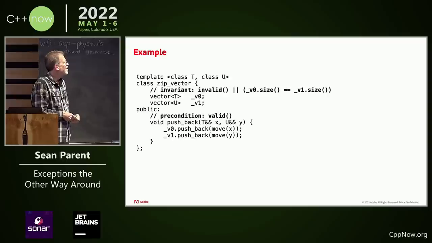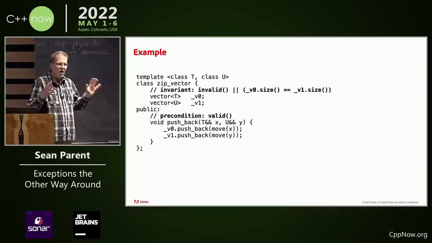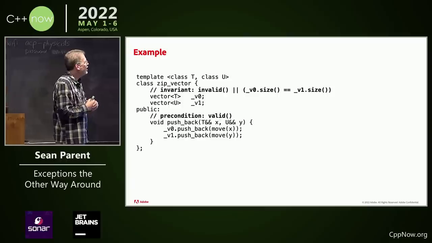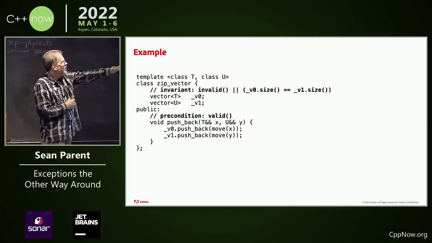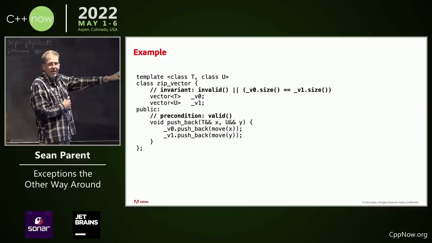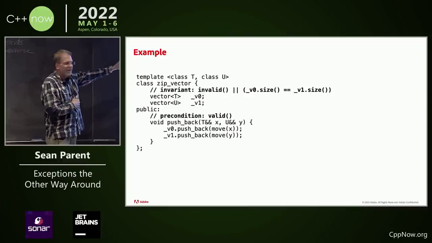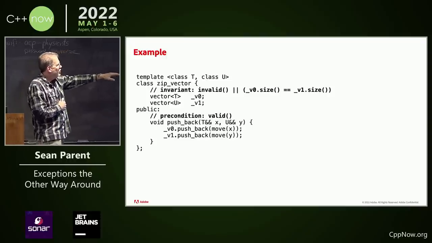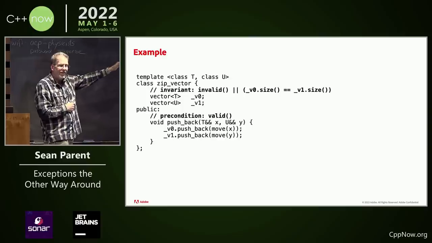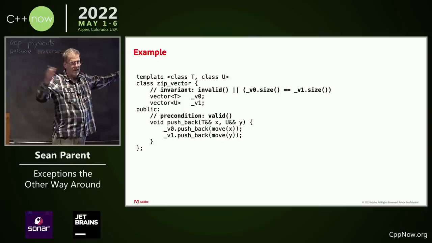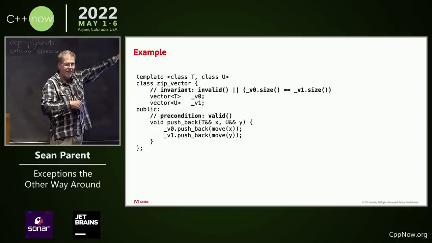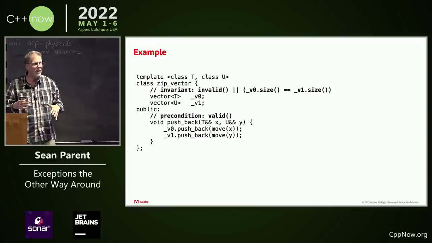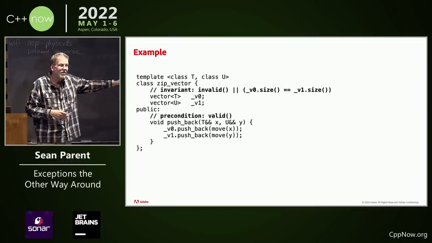So what does this allow us to do? We'll go back to our zip vector case here. Now, if we say our invariant is invalid or the sizes are equal, and a precondition, I add the valid term here, and I do the two push_backs, now this code is exception safe under Dave's definition. It satisfies the basic exception guarantees. We satisfy our invariants. We also satisfy the requirements of the caller. And we don't need a try catch. We're done.